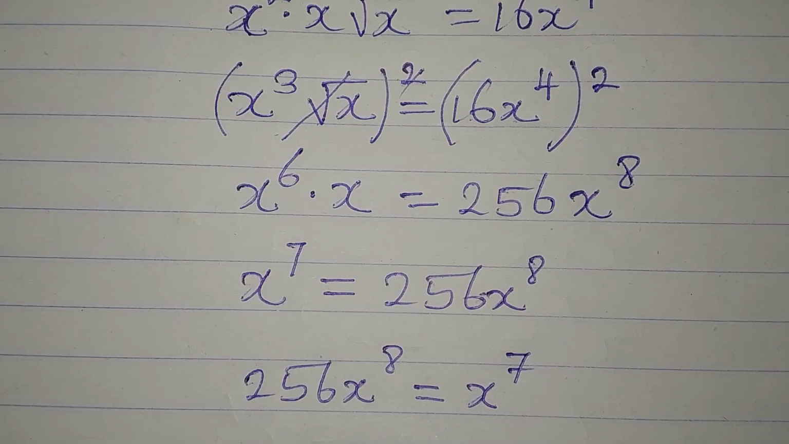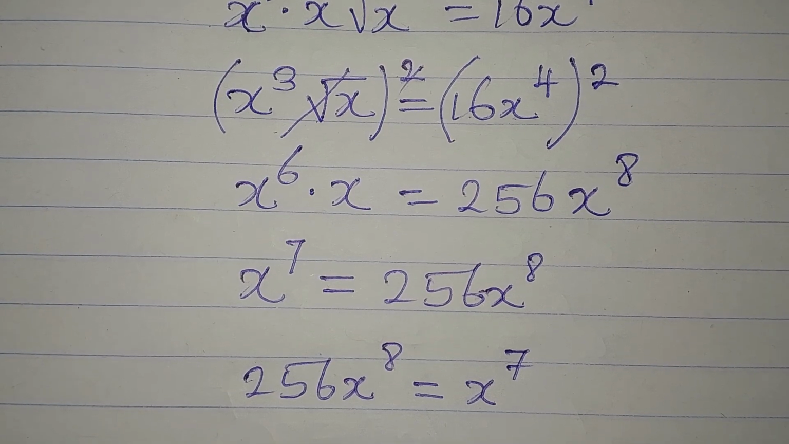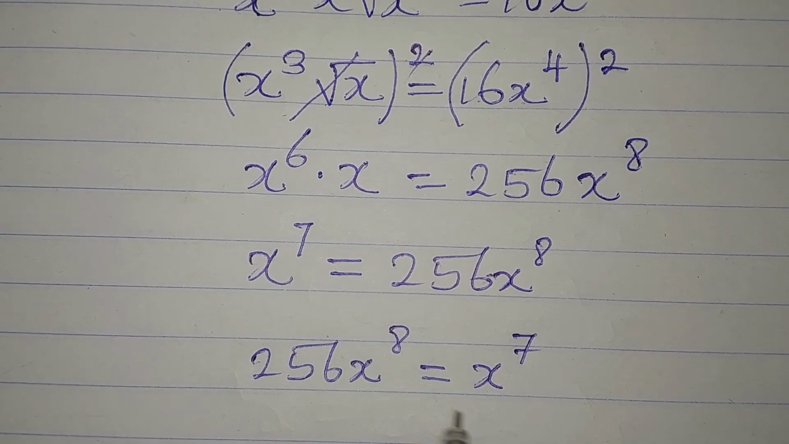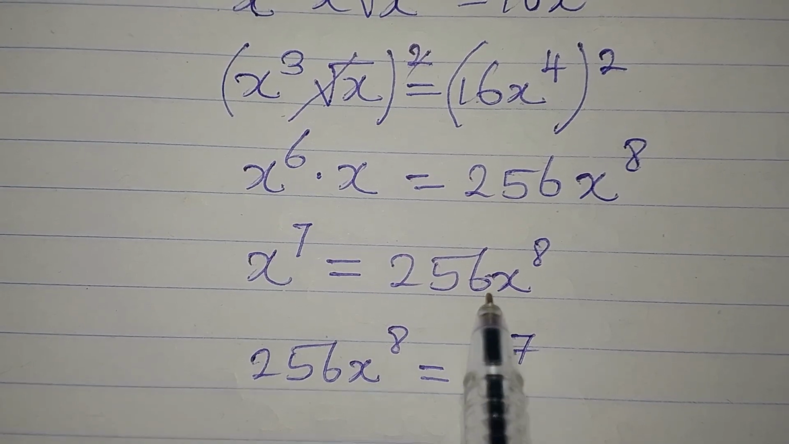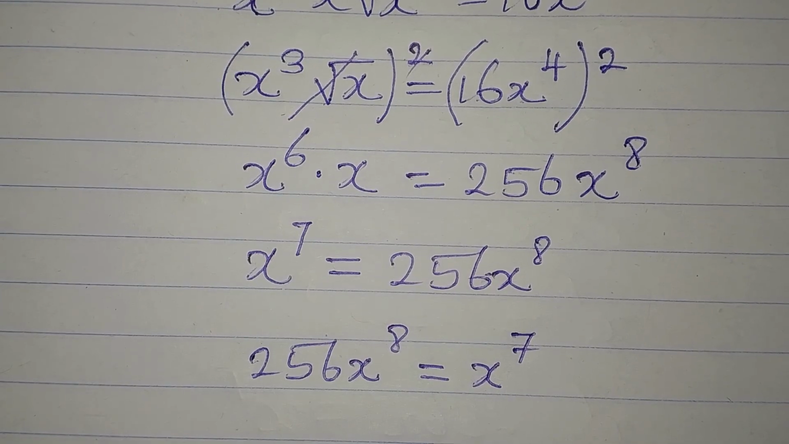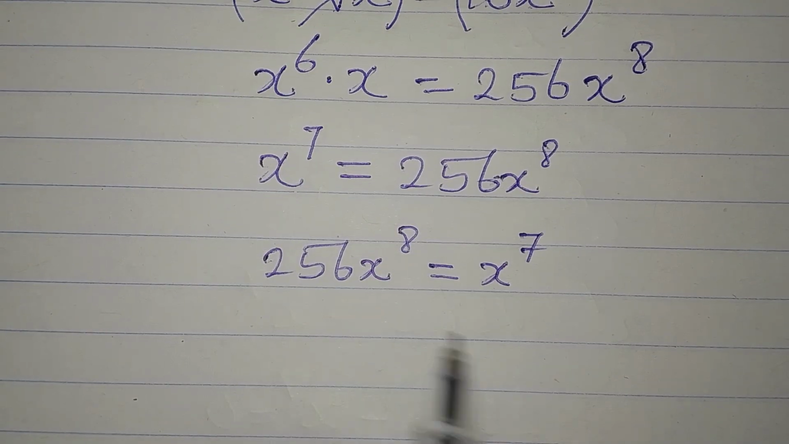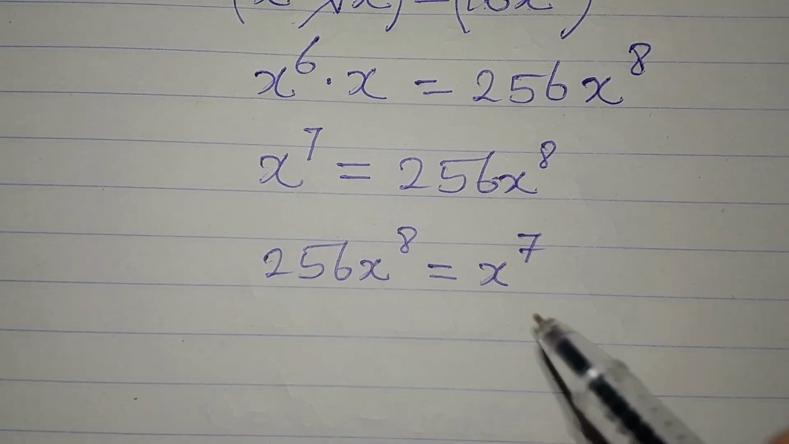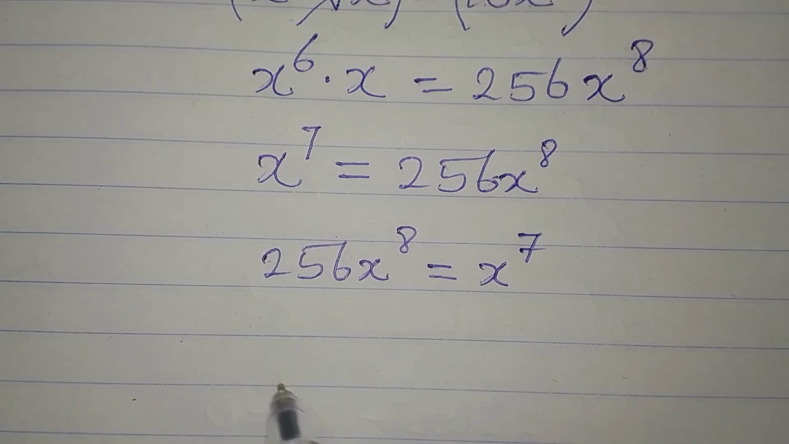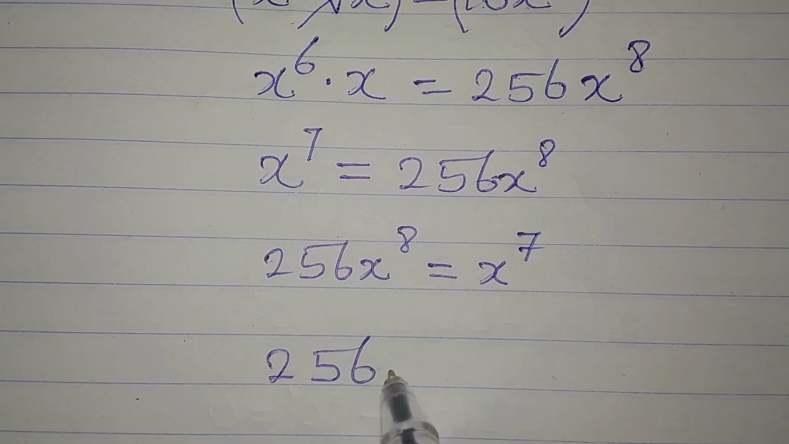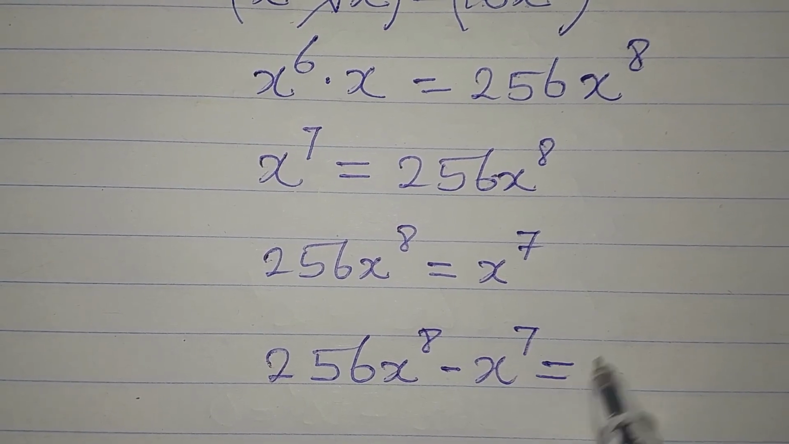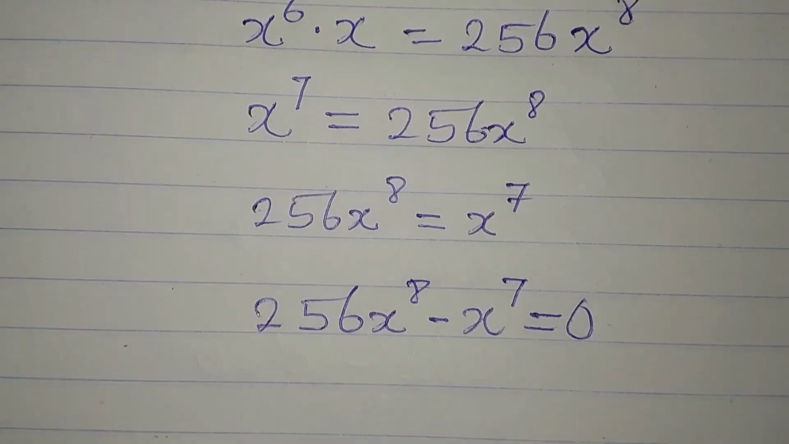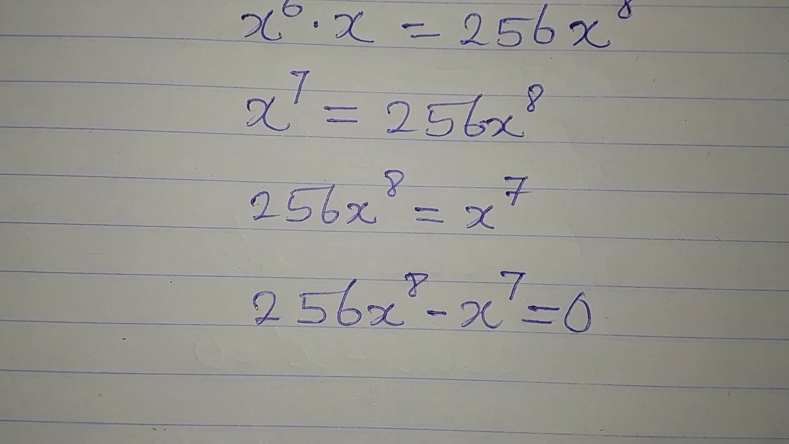Now, a couple of my students have called me to say that once we change the position, 1 will be negative, but that's not correct. Okay, because if A is equal to B, then B is equal to A. So the one that comes first does not really matter. But now that we want to bring this to the left, that's when the sign will change. So we write 256x to the power of 8 minus x to the power of 7 now equal to 0, because nothing is on the right hand side.